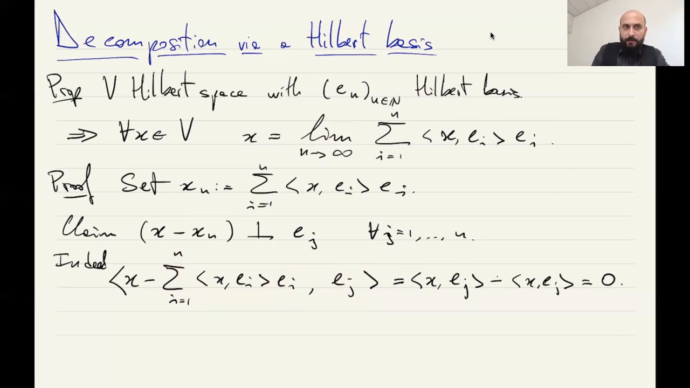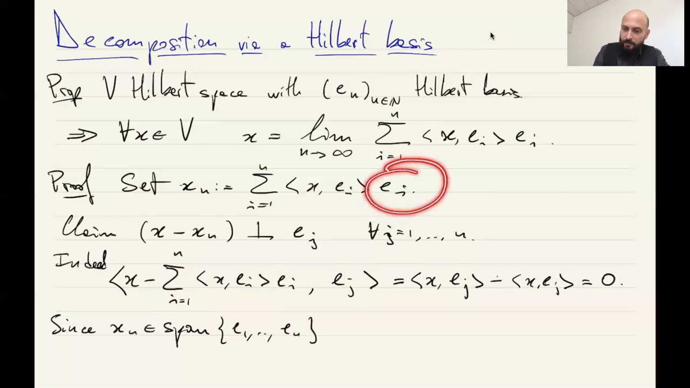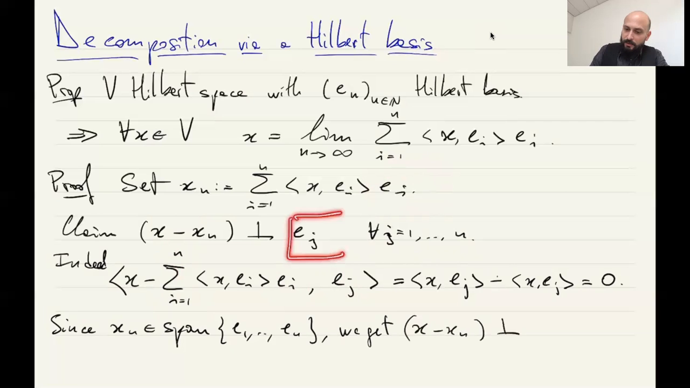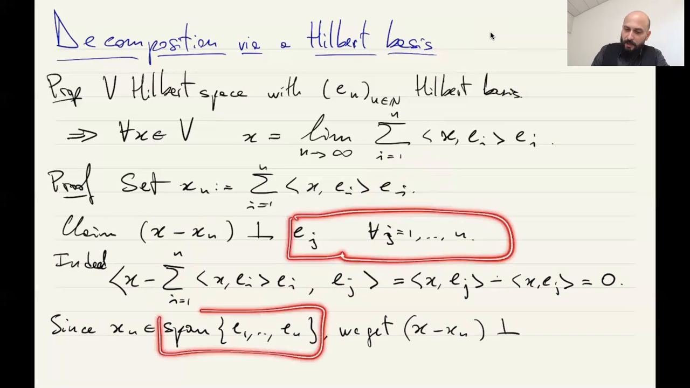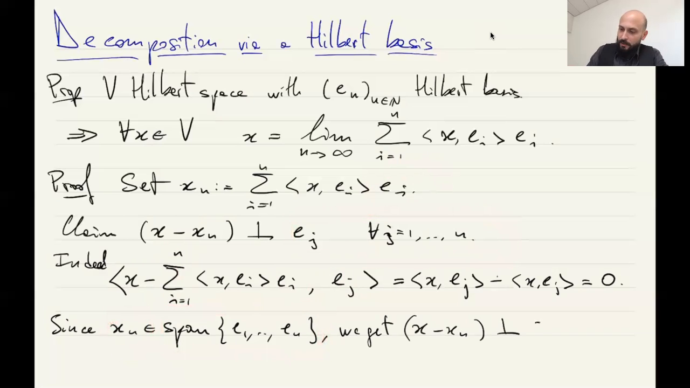Good. Now, since x_n is in the span of e_1 up to e_n, because it's defined as a weighted sum of those elements, then we get that x minus x_n is not only orthogonal to these vectors, but also to their span, and therefore to x_n. So it's orthogonal to x_n.